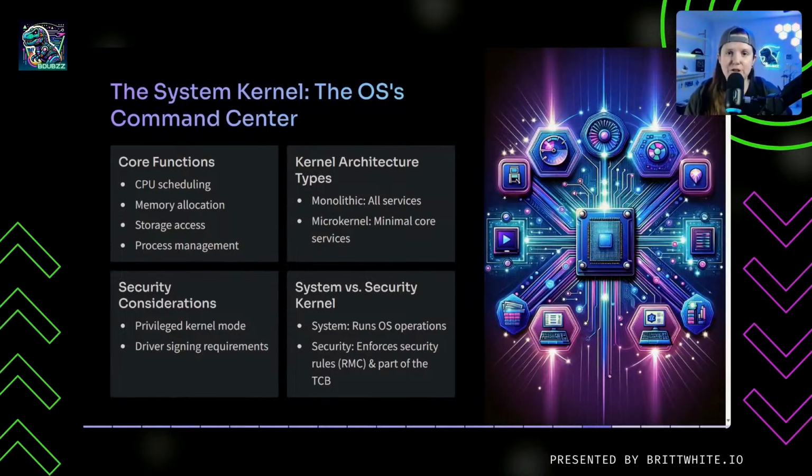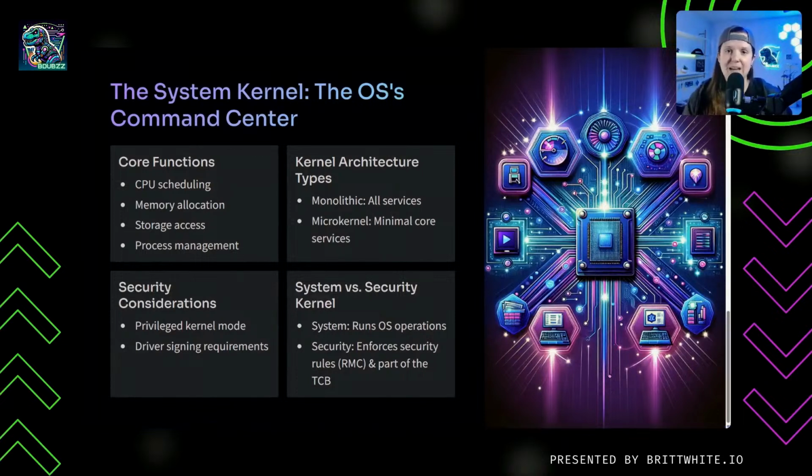System kernel architecture types include monolithic, where all services run in the kernel space. This is faster, but it has a larger attack surface. And then there's the microkernel with minimal core services. This is more secure, but it's slightly slower.